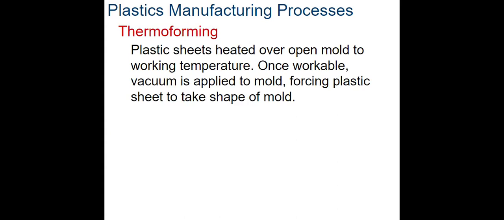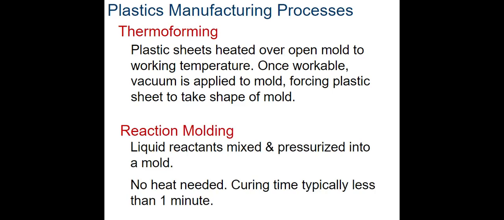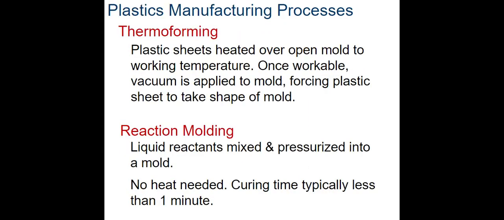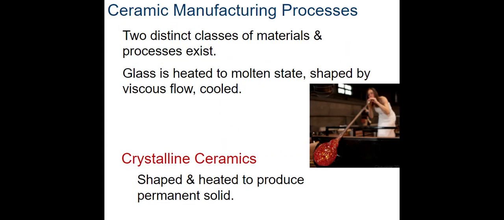Thermal forming is where we have plastic sheets that get heated over an open mold to a working temperature. And then once they're workable, we use a vacuum to apply it to a mold, forcing the plastic sheet to take its shape. Reaction molding is where liquid chemicals, liquid reactants, get mixed together, and we pressurize them into a mold. It doesn't require any heat, and typically it'll cure in less than a minute. That would be kind of for one-offs, not for mass production.